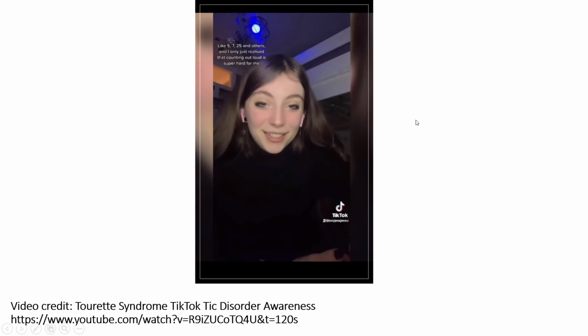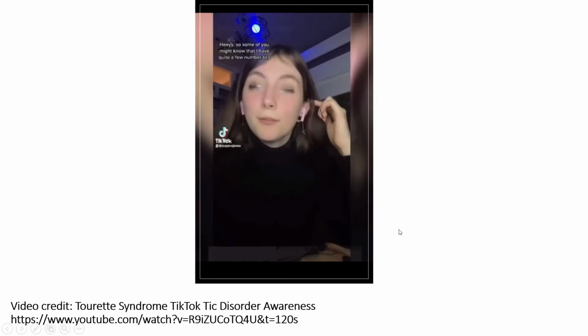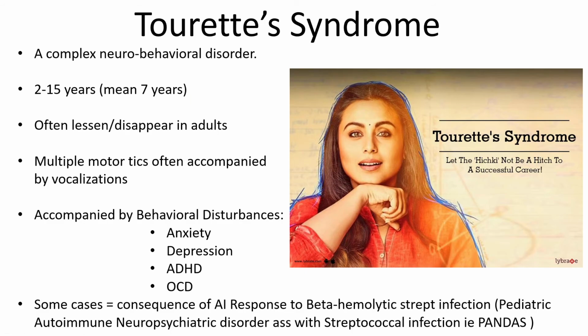Okay, so as you can see, hyperkinetic, non-rhythmic movements, very brief, and these are nothing but vocal tics. Okay, so this was something about Tourette syndrome.